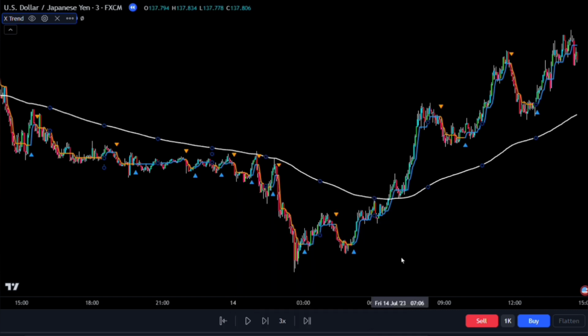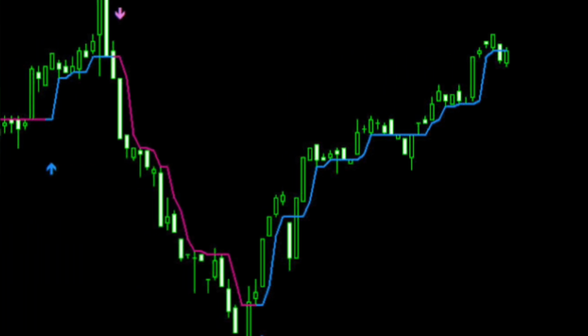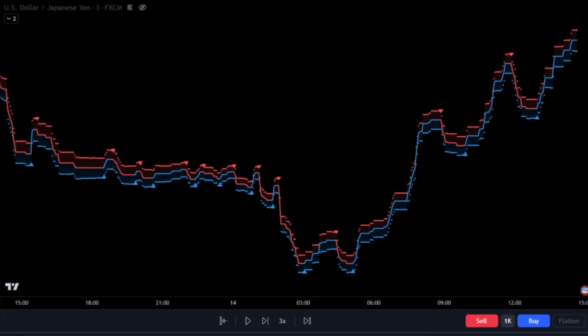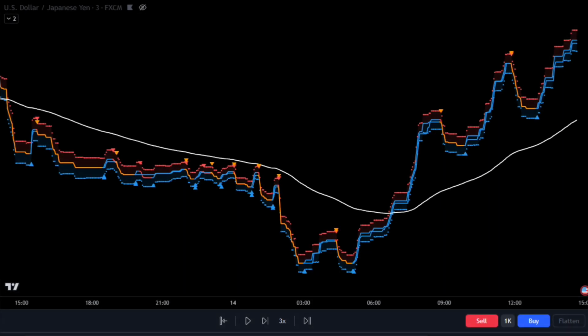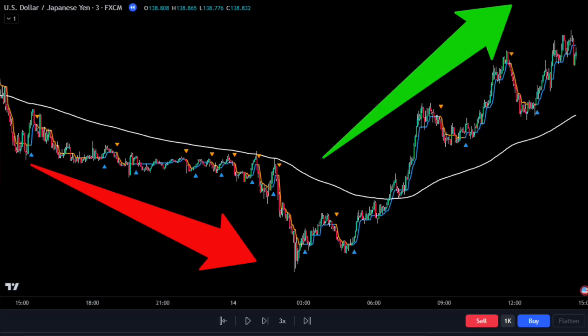Now, let's talk about where this script comes from. It's based on a popular indicator called Half Trend, but with some changes to make it better. Unlike Half Trend, this modified version doesn't change its signals once they appear. It also gives us a more complete view of market trends.